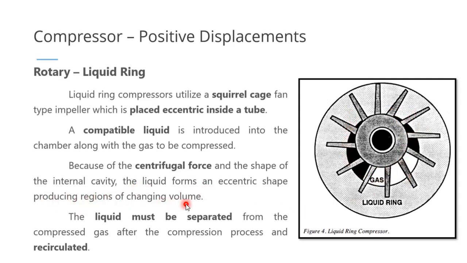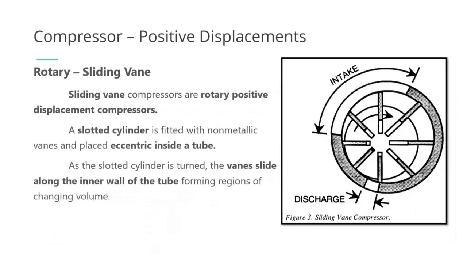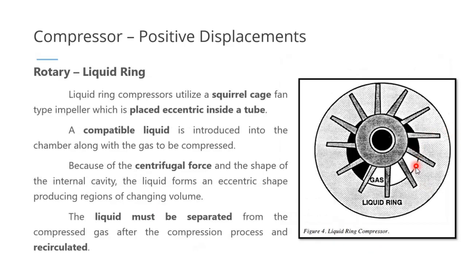Producing regions of changing volume. Same lang sa principle ni sliding vane. Makikita nyo dito, meron siyang changing volume. Pagdating dito, nako-compress yung gas, kasi 'di ba pag liquid, incompressible siya. And syempre, after mo makompress yung gas, meron yung moisture. So, the liquid must be separated from the compressed gas after the compression process. And yung liquid, pwede mong gamitin, recirculated. Okay?